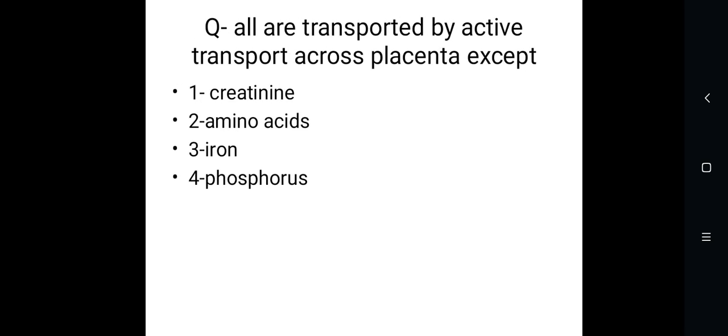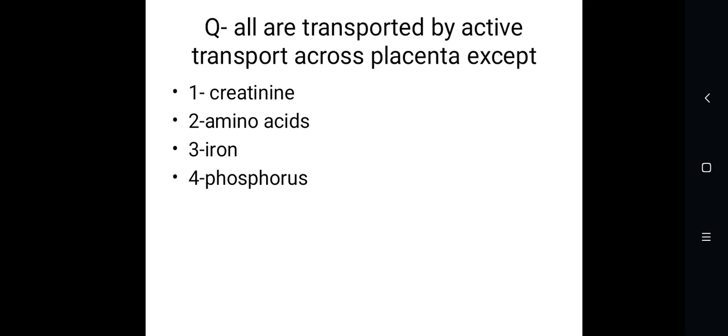Now, a similar question: all are transported by active transport across placenta except. They have given the options, that active transport is taking place in all of the following except. So, let's see one by one. Creatinine. In the previous question, I already told you that creatinine is transported from fetal to maternal side by simple diffusion. So, option 1 is wrong.